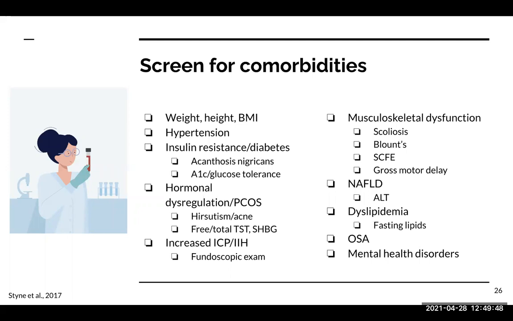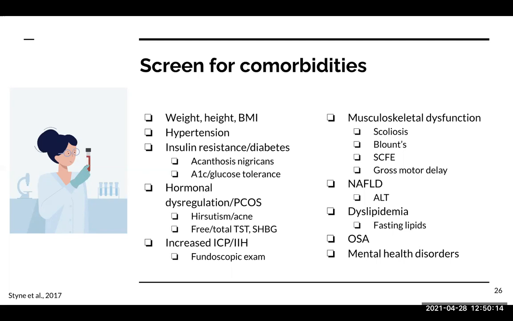Is there scoliosis? Is there Blount's? Is there slipped capital femoral epiphysis, those joint aches or pains that potentially signal another problem? Or is there gross motor delay? Are they so heavy that they've had issues with learning to run and jump and be properly coordinated? Is exercise actually a difficult thing for them because of extra weight?